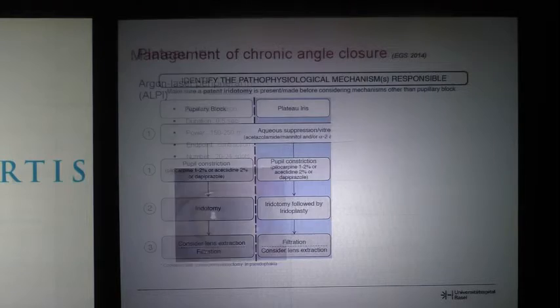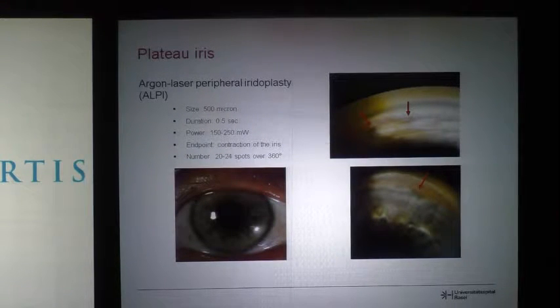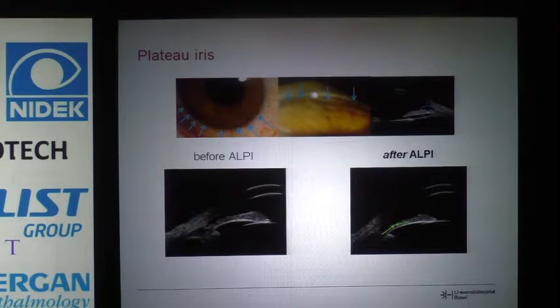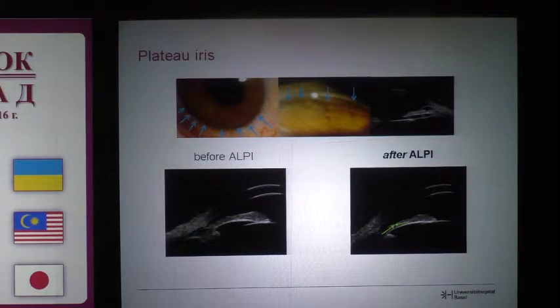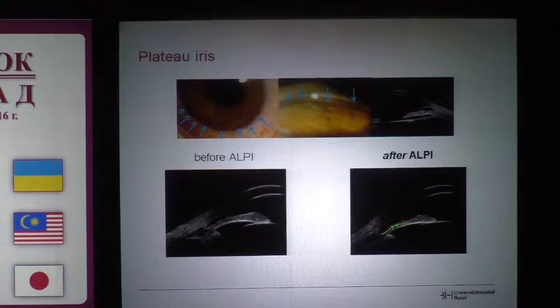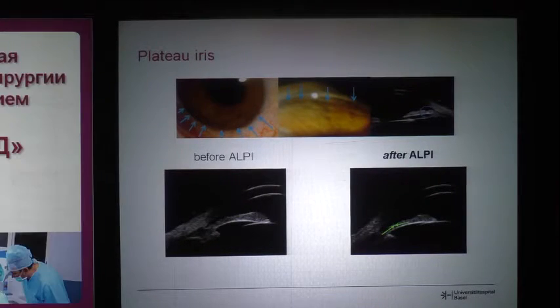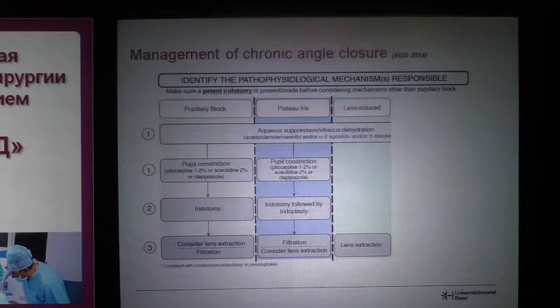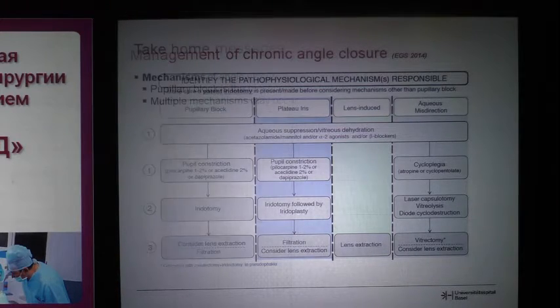Plateau iris, as I told you before, usually the angle is still very narrow or even closed after iridotomy. We can do an iridoplasty. The idea is to shrink the peripheral iris and to open the angle, as shown on these bottom slides. However, and that's why I say in the mixed mechanism, this is not very helpful. Maybe the iris is shrunk a bit, but due to the thick lens, the angle is still closed. So a lot of patients still need cataract surgery. I'll skip this for time reasons.